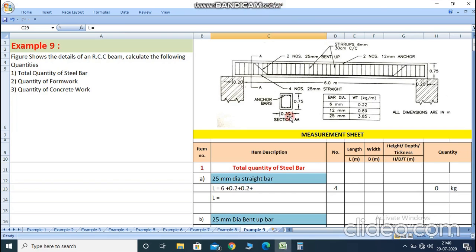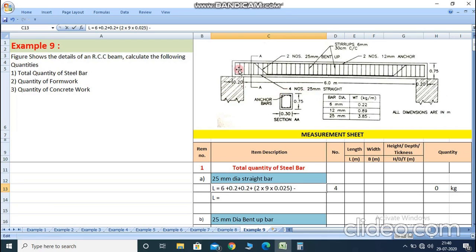In the last lecture we discussed if a 180 degree hook is provided on one side, we add 9 into d in the total length. But here on both the sides hook is provided, at both the ends. So we include 2 times: 2 multiplied by 9 multiplied by d, where d is the diameter of the bar. Here we take the 25 mm dia. So 25 mm is converted into meter, 0.025.